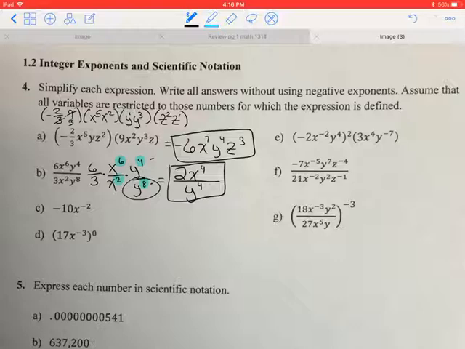Now for C, we have negative 10 times x to the negative 2. A lot of people want to move the negative 10, but remember it actually has an exponent of 1. So for that one, I would leave the negative 10 in the numerator and move just the x's down and get negative 10 over x squared. And D, we have everything in parentheses raised to a power of 0. Anything raised to the 0 power is 1.